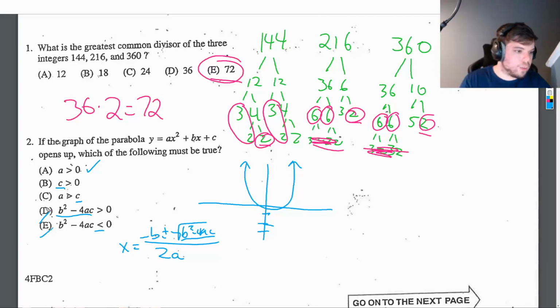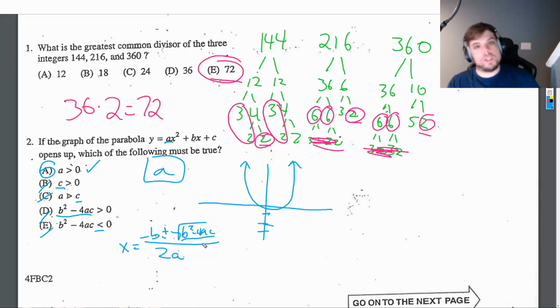So both of these are not relevant. This I can find a counterexample to, I promise. And this doesn't determine anything about opening. A is the part that determines whether it opens up or down. If A is positive, then it opens up. If A is negative, it opens down. If A is 0, then it's not a parabola. So, yeah, the answer is I for number 2. Hopefully that all is clear.